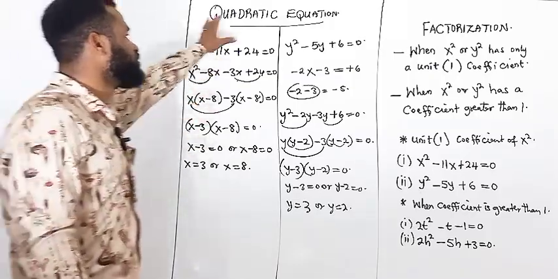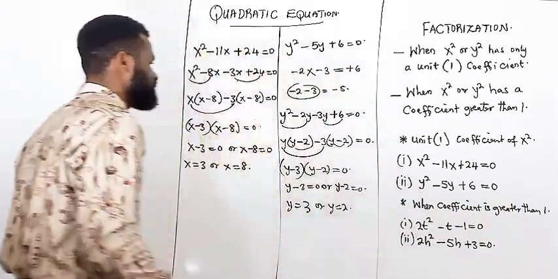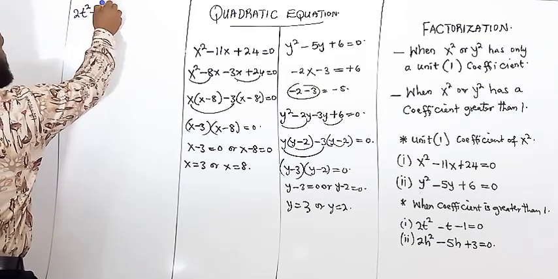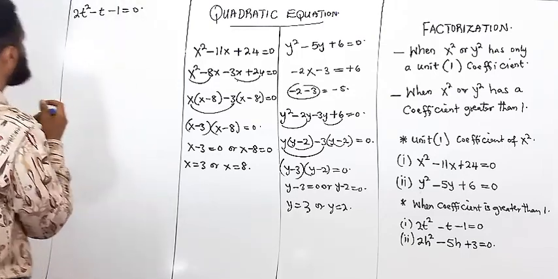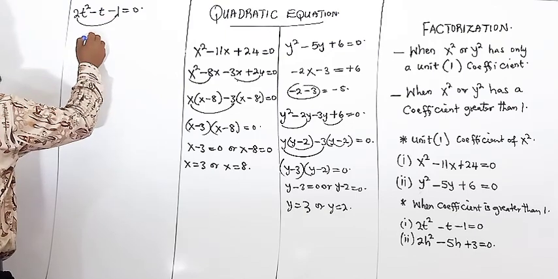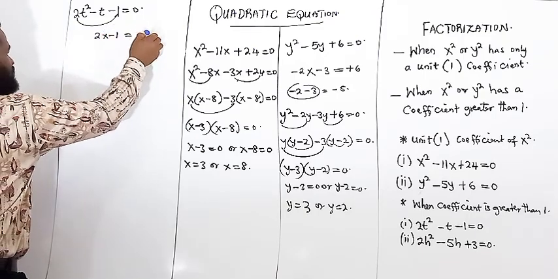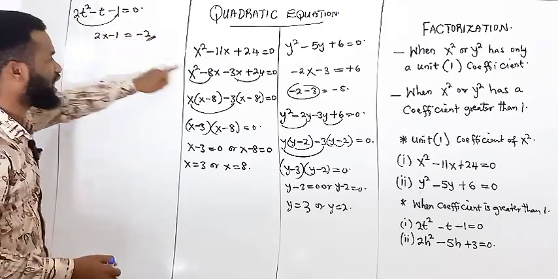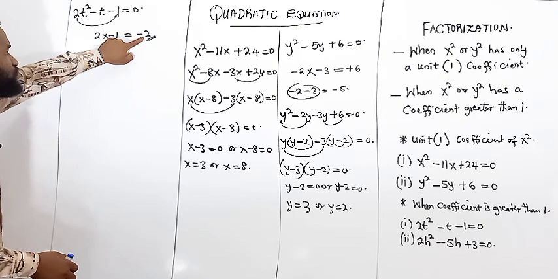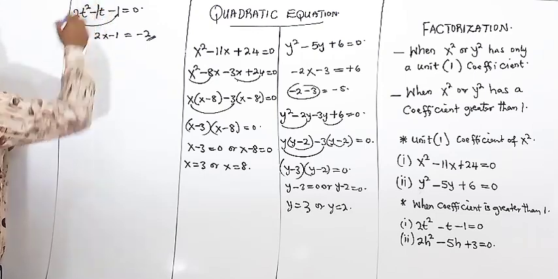All right, let's look at a case where the coefficient is greater than 1, this kind: 2t squared minus t minus 1 equal to 0. Now, the first thing you have to do is multiply these two, 2 times minus 1, which is minus 2. This minus 2 is what you are going to refer to as the constant, just like we did before. You ask yourself, what are the factors of minus 2 such that when I add them together, I will have minus 1? Because the t has a coefficient of minus 1 here.